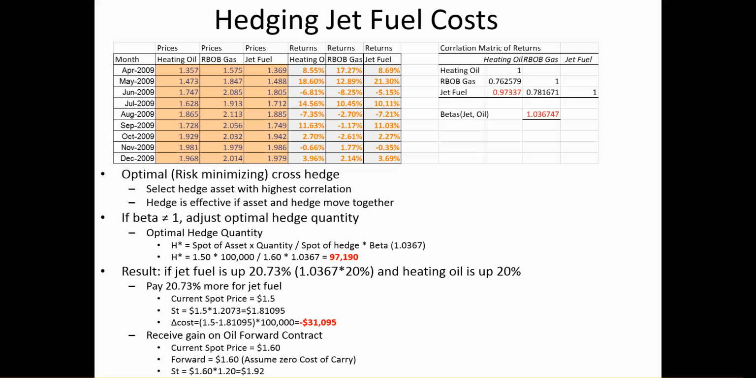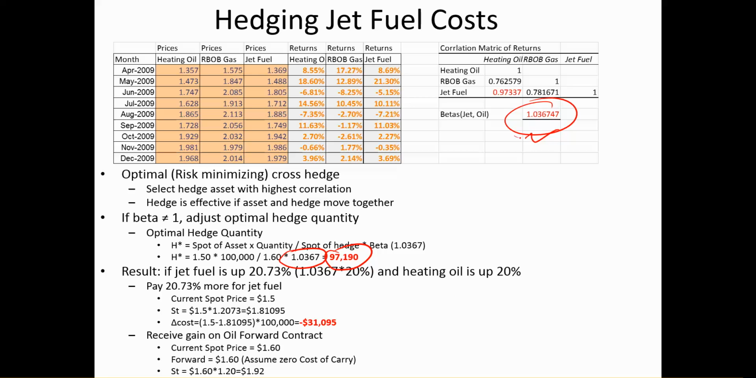Now let's look and see what happens if the beta is not 1, the beta is 1.03. The only thing I have to do, when calculating the number of contracts of heating oil, is multiply times 1.03. So instead of getting 93,000 gallons, I'll get 97,000 gallons, because in this case, jet fuel is 3% more volatile than heating oil. So I'll need more contracts of heating oil.